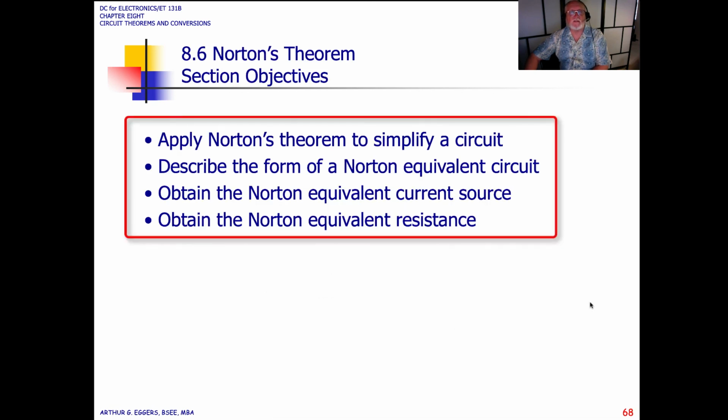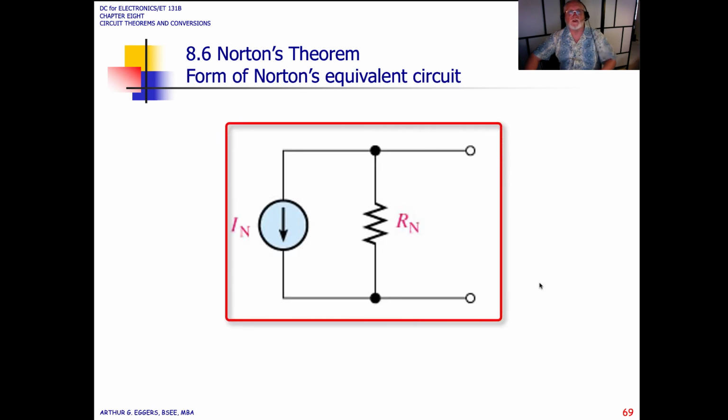The other side of Thevenin's is something called Norton's theorem. Norton's theorem uses current sources instead of voltage sources. So there is your form for a Norton's equivalent circuit. When we come back, we'll look at Norton's.